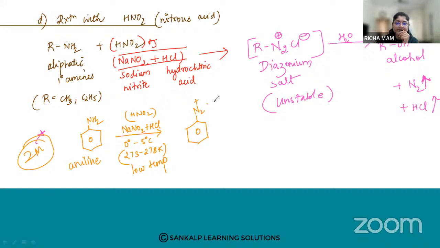N2 plus and Cl minus. Okay, we are going to get what? What is the name then? It is benzene diazonium chloride. Okay, benzene diazonium chloride. This benzene diazonium chloride plus we are going to get NaCl plus we are going to get H2O.